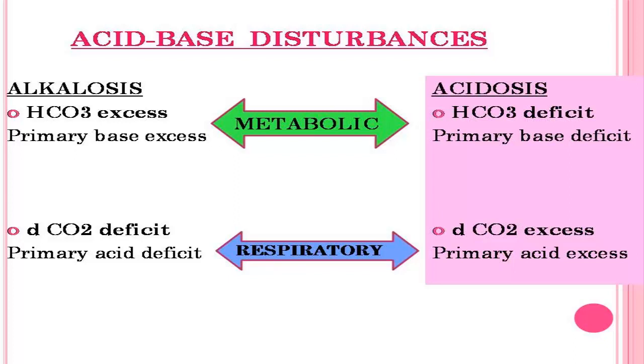And in case of alkalosis, the thing is just reverse. In case of metabolic alkalosis, there will be primary base excess, and in case of respiratory alkalosis, there will be primary acid deficit. So this is the classification of acid base disturbances in a nutshell. Now I am going to the topic proper.